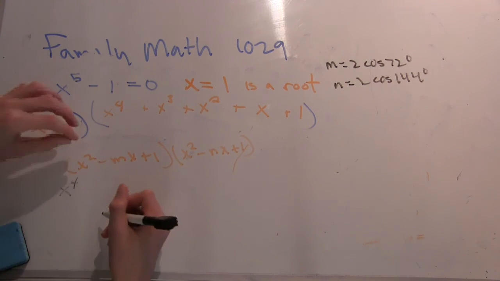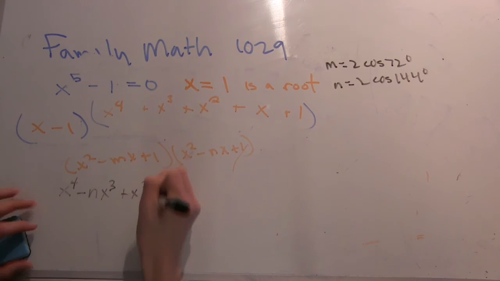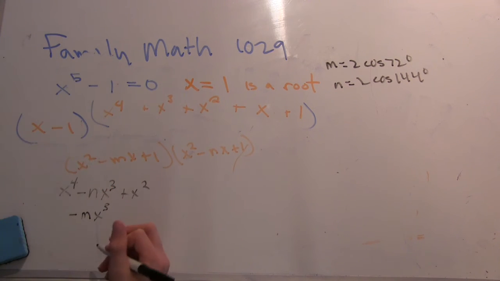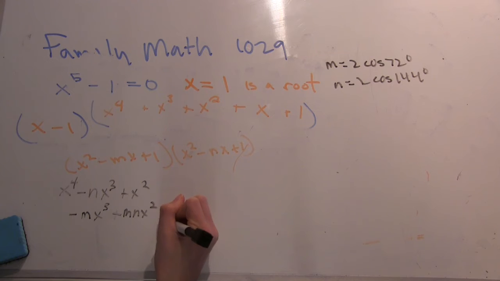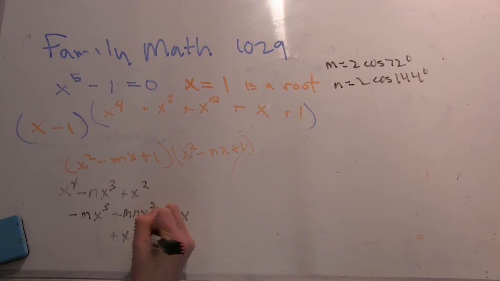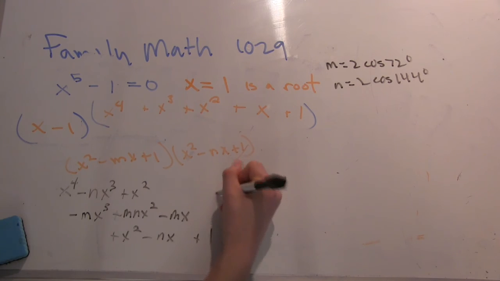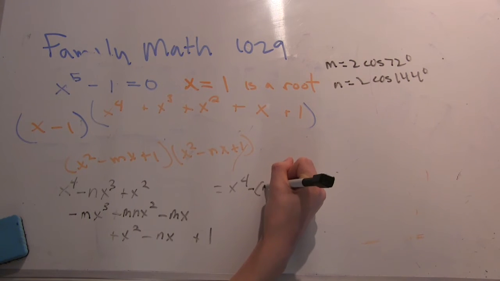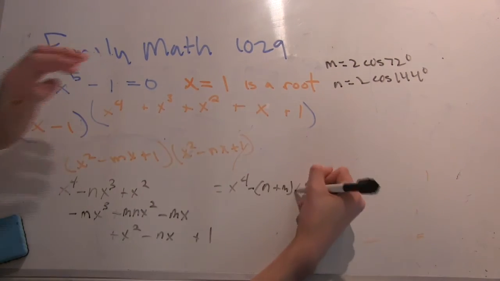X to the 4th minus nx cubed plus x squared, minus mx cubed. I'm just lining up the identical terms. Plus mnx squared minus mx plus x squared minus nx plus 1. This equals x to the 4th minus (m plus n) x cubed.